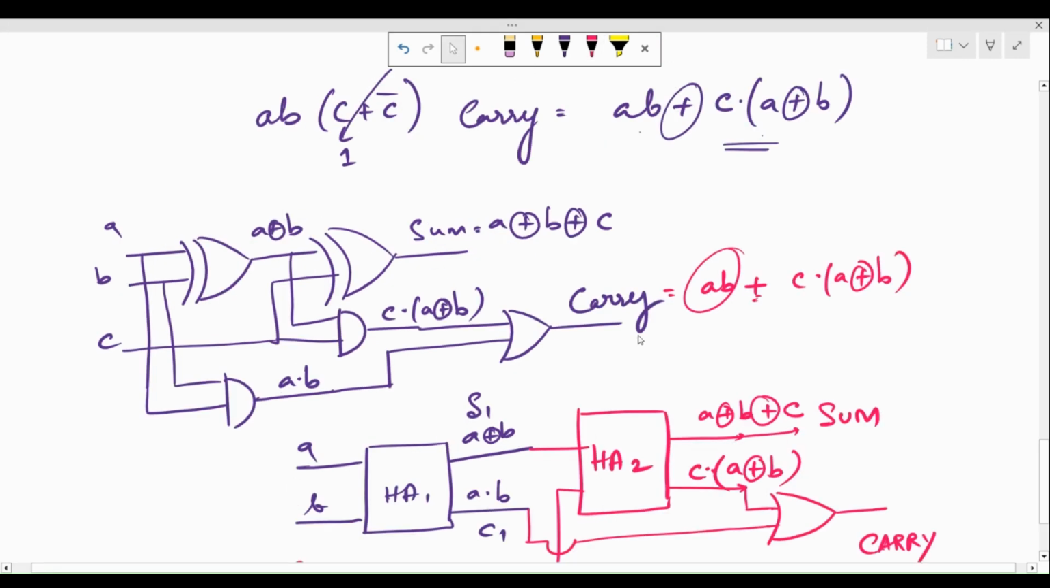So that's all with this video. I hope this long video was useful to you all and you were able to understand how you can design a full adder using two half adders. And I hope you've also understood how you can group the minterms for a three variable K map.